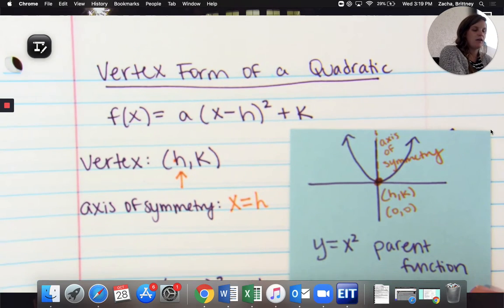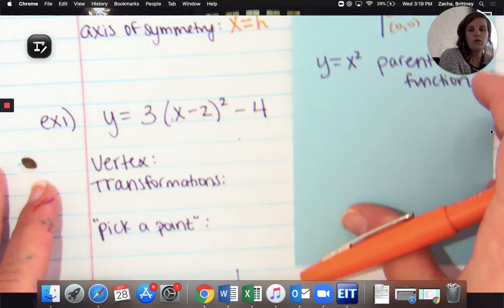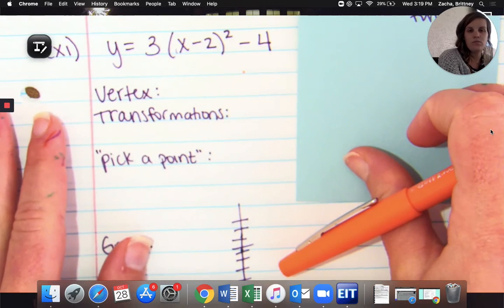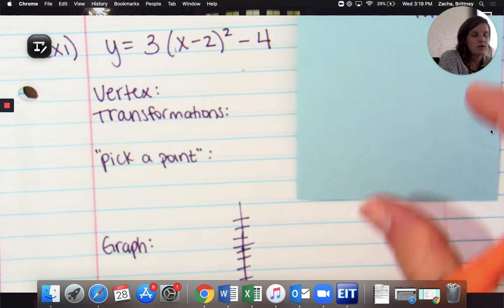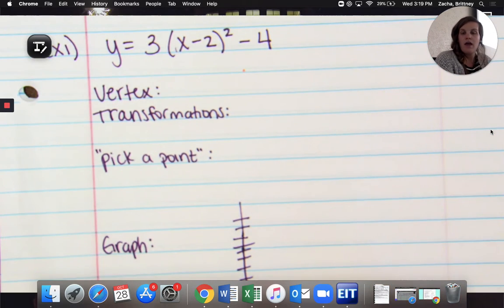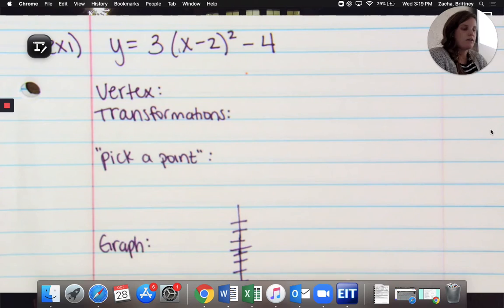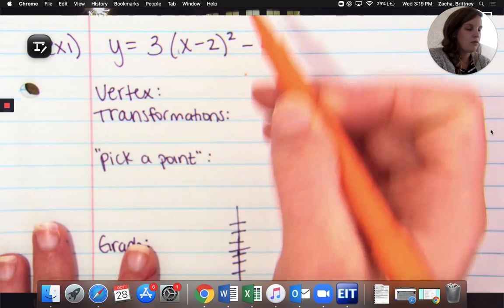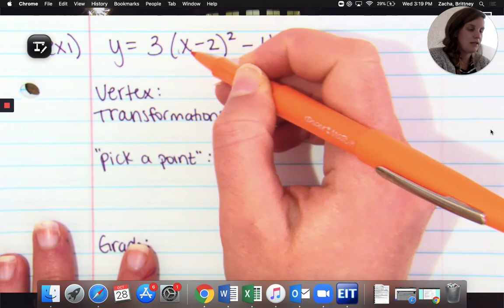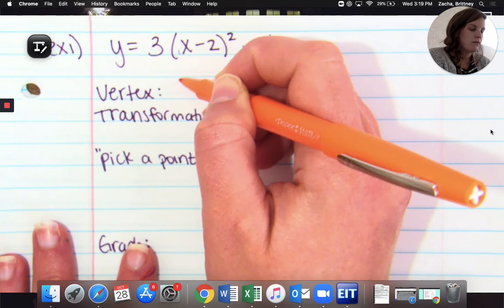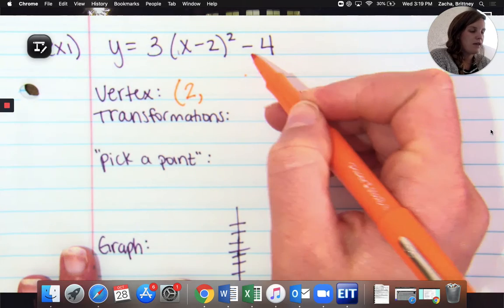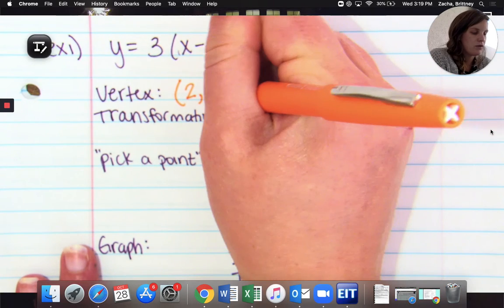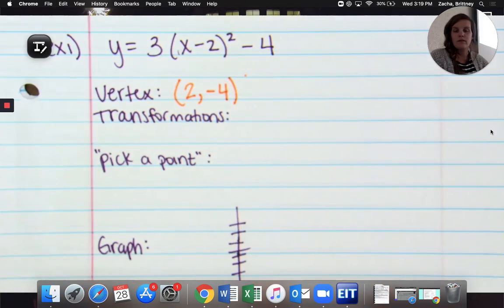So let's look at example 1 here. We have y equals 3 times (x minus 2) squared minus 4. So let's first get our vertex. Remember, it's (h, k), but remember the h, it's x minus 2, but we flip the sign. So the vertex is going to be positive 2, and then the k value is right here, so minus 4. So that's your vertex.